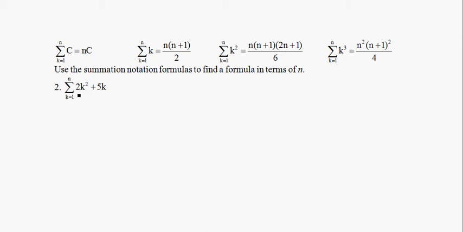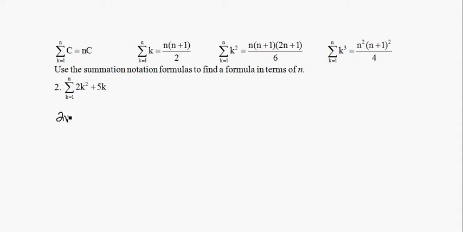Okay, so here's a sigma notation problem. We want to use these formulas to rewrite this sigma notation expression in terms of n. So we're given that the sum of k squared is equal to n times n plus 1 times 2n plus 1 all over 6, and the sum of k is equal to this right here. So I'm going to multiply 2 times this expression here and 5 times this expression here.